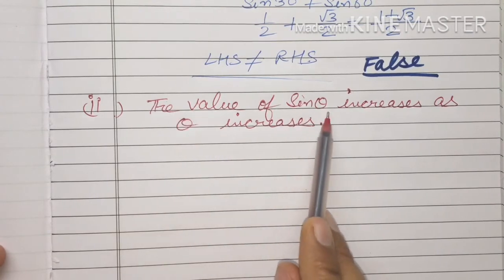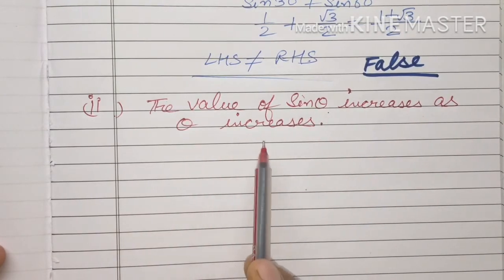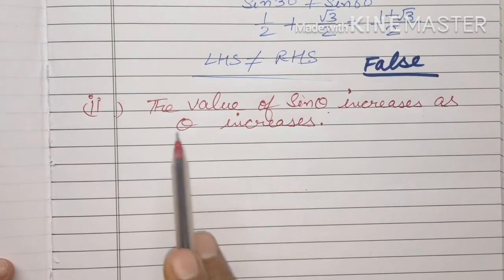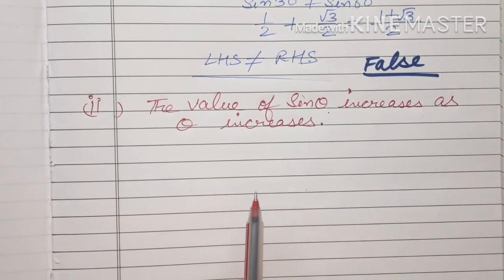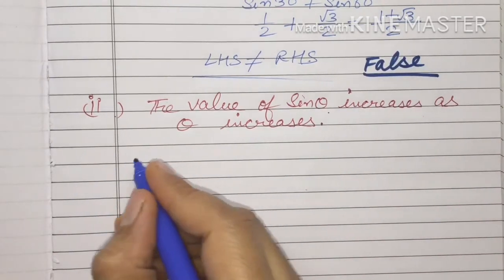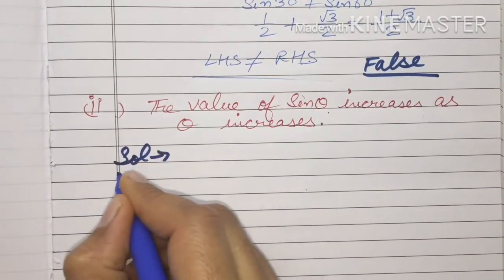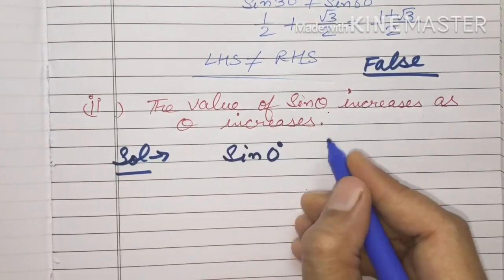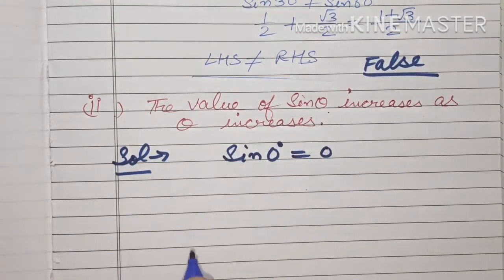Second part of fourth question, exercise 8.2. The value of sine theta increases as theta increases. We have to tell whether this statement is true or false. So we will take an example to solve that. First we will take sine 0 degree. So sine 0 degree is 0.